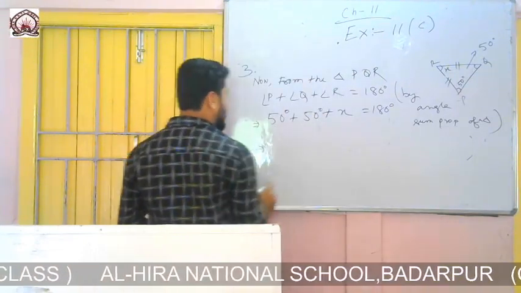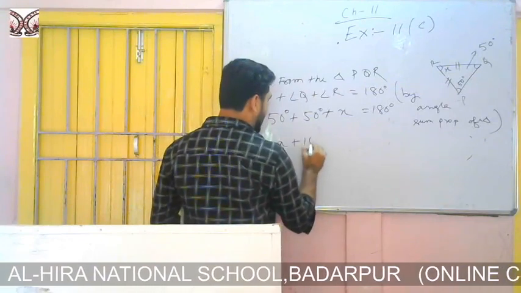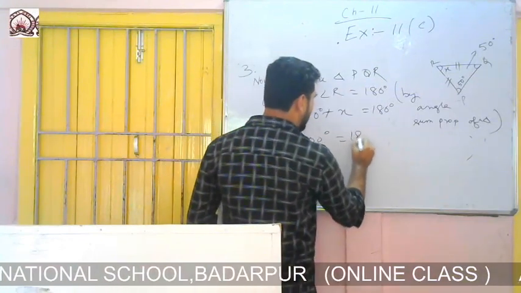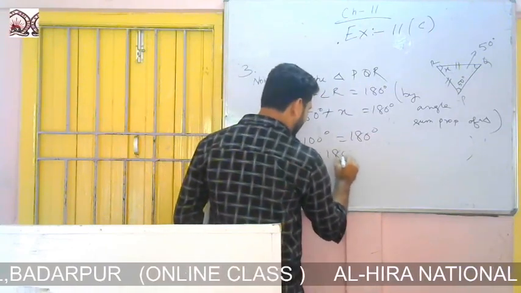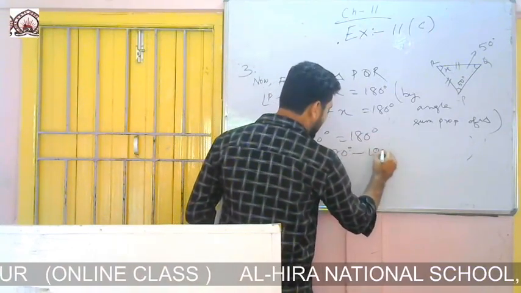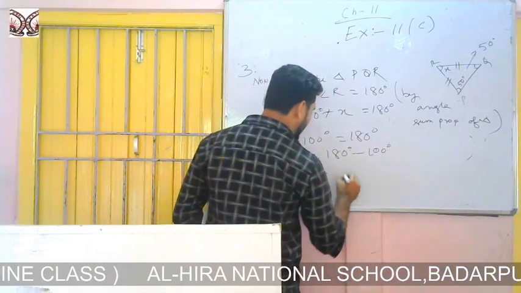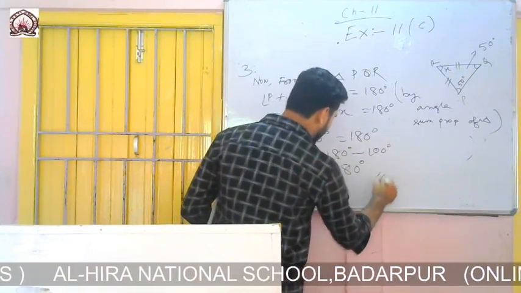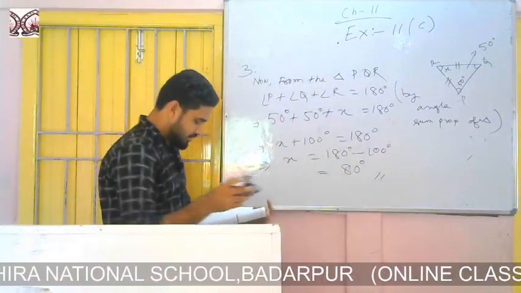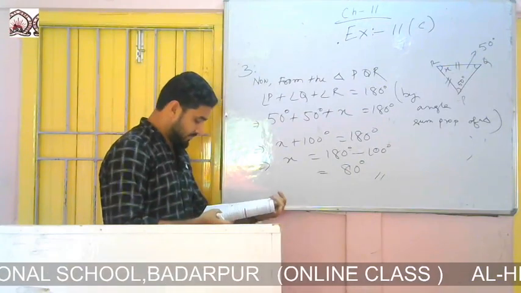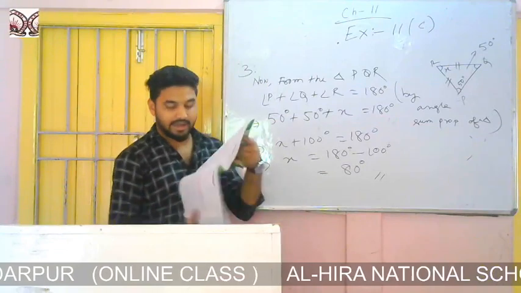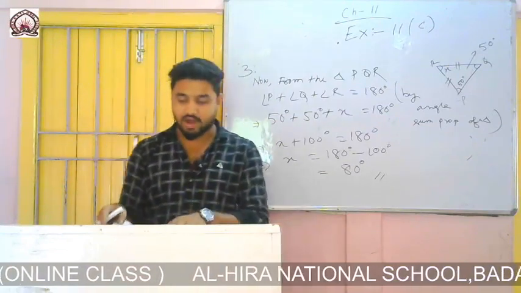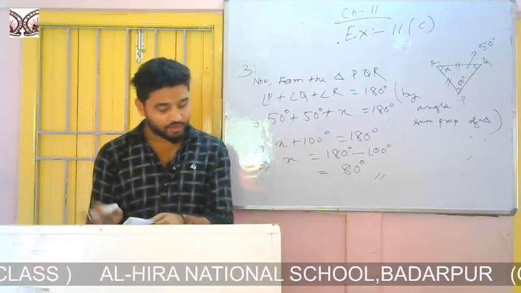Now I can find the measure of the angle X. So 50 plus 50 equals 100 degrees, equals 180 degrees. So obviously X equals 180 degrees minus 100 degrees equals 80 degrees. So this will be 80 degrees.